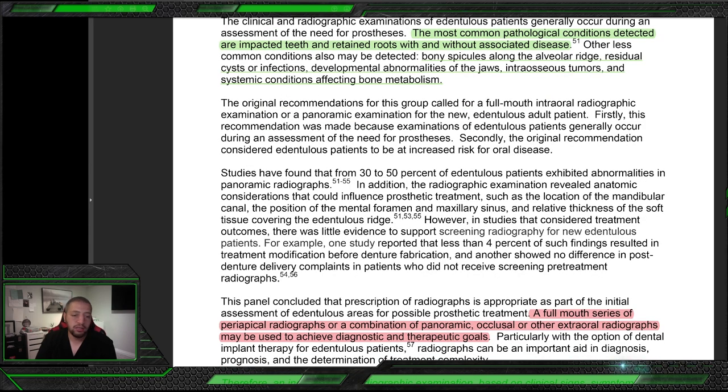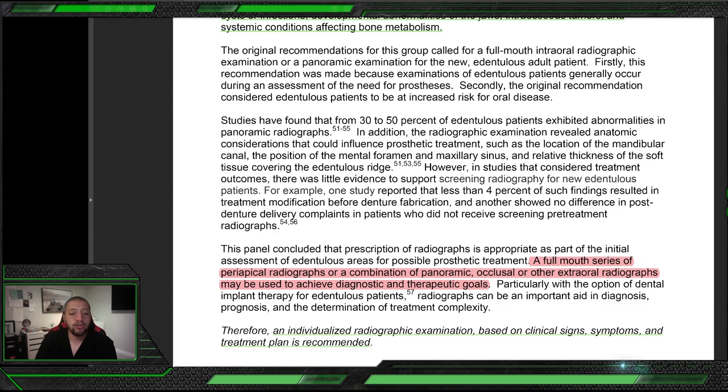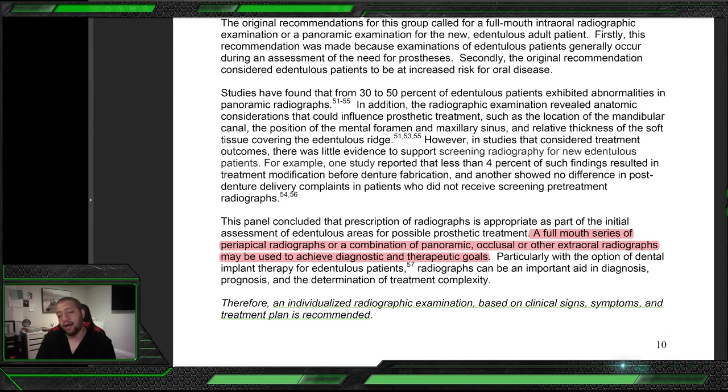And then he speaks about studies. I will not waste your time here. A full mouth series of periapical radiographs or a combination of PAN, occlusal, and other extraoral radiographs may be used to achieve diagnostic and therapeutic goals. And here he speaks about the partially dentate, not the full mouth.